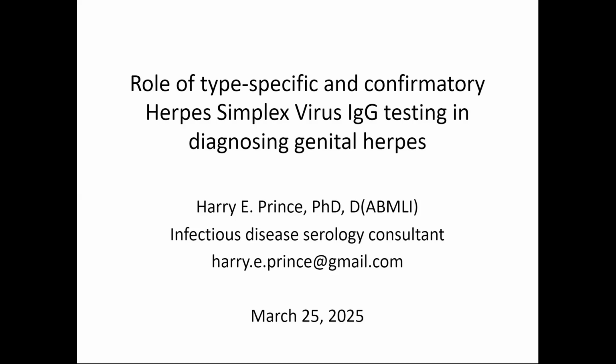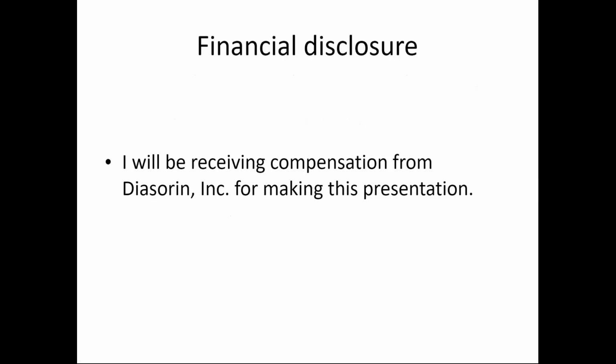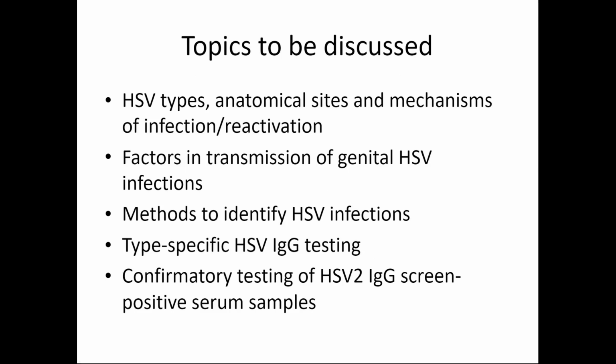This next slide is my financial disclosure. And here's a summary of the topics we're going to be discussing: HSV types, the anatomical sites and mechanisms of infection and reactivation, factors in transmitting genital HSV infections, methods to identify HSV infections, type-specific HSV IgG testing, and then finally confirmatory testing of those samples that are positive in HSV-2 IgG screening assays.